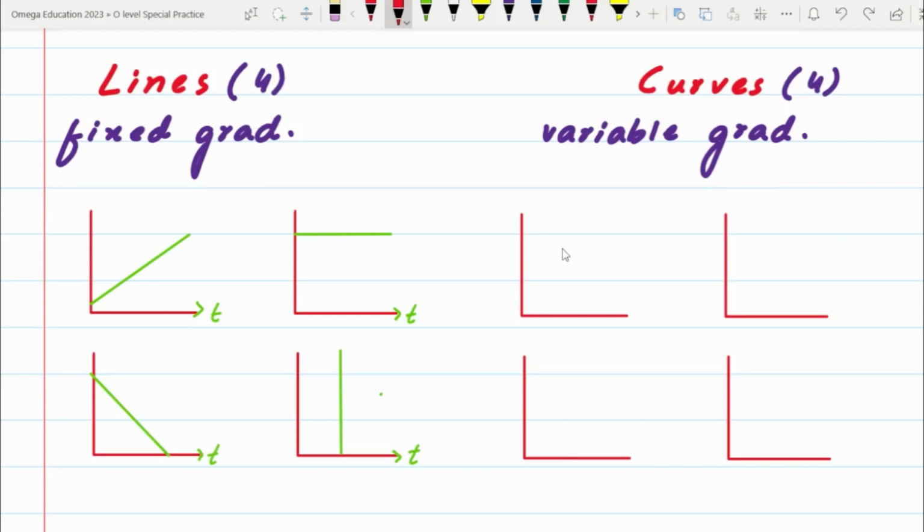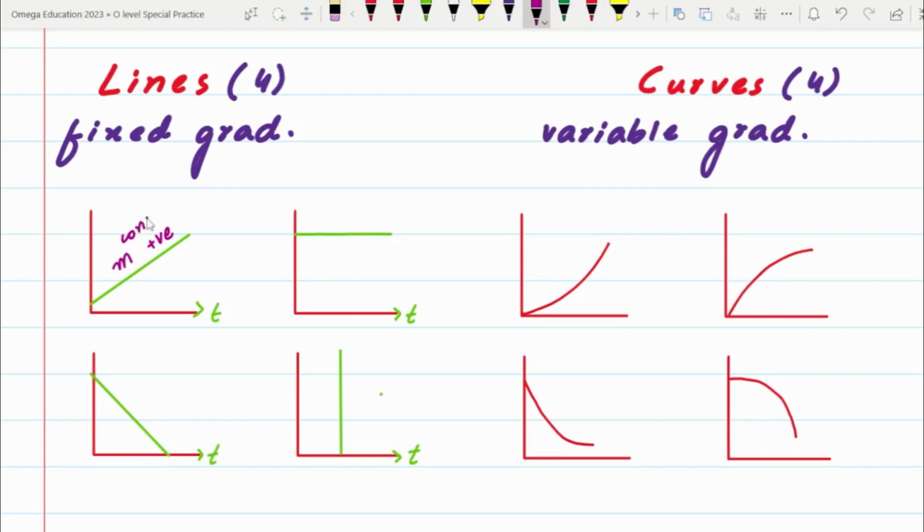So for the curves, we have one like this, the second curve like this, the third one would be upside down like this, and the last one would be upside down but like this. So let's talk about the gradients. So if we have, let's talk about the lines. The gradient is represented by m. So your gradient for the first one would be constant and would be positive.